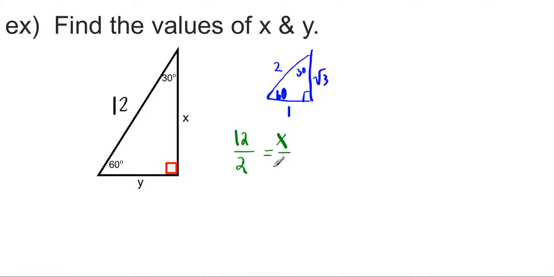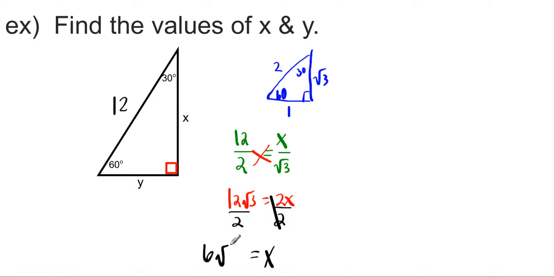X over the square root of 3. Everything corresponds. Hypotenuse over hypotenuse equals long leg over the long leg. And we know how to solve this. We just cross multiply. 12 times the square root of 3 is just going to be 12 square roots of 3. 2 times x is just 2x. We're going to divide by 2 on both sides. 2's cancel. X is equal to 12 divided by 2, which is 6 square roots of 3.